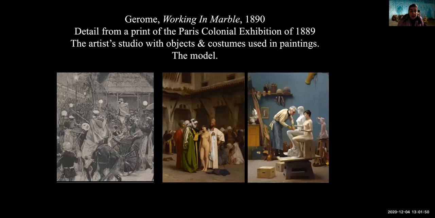So to look at Jerome, just to give one other example or two of Jerome's sources, I'm showing here a painting, the painting on the far right. I'm afraid to touch my mouse because it seems to change the slide. The painting on the far right is called Working in Marble, and it actually shows Jean-Léon Gérôme in his own studio finishing a sculpture, and we have his model in front and the sculpture behind, and he's showing us that he works in sculpture, but he's showing it in a painting, right?